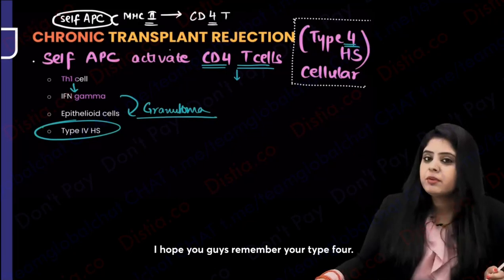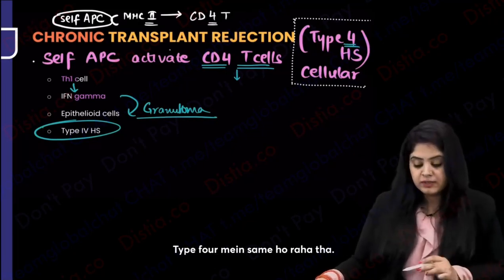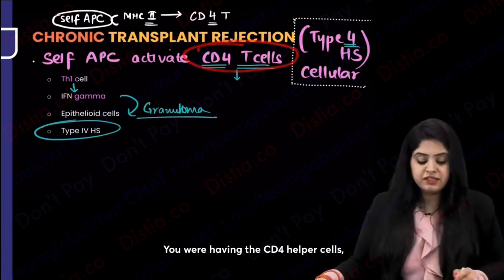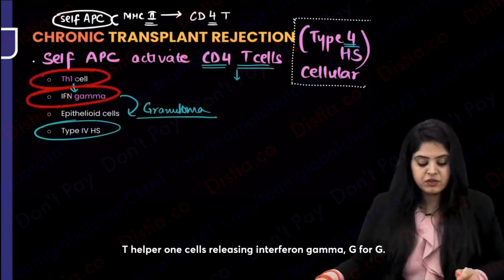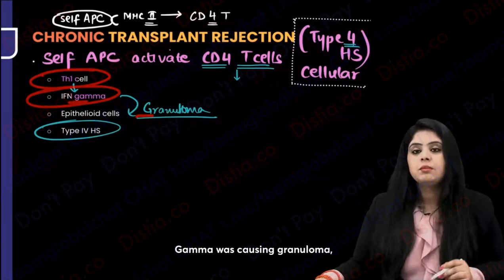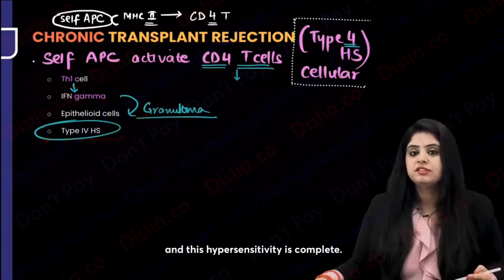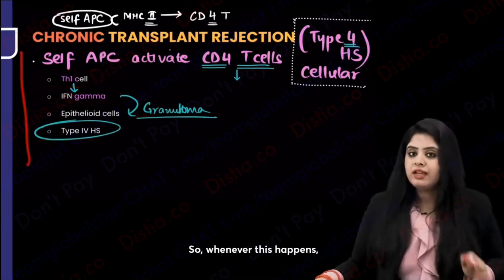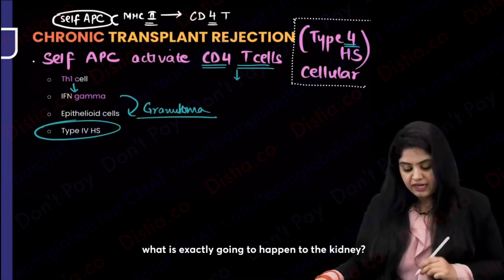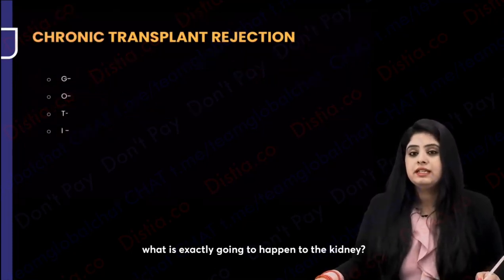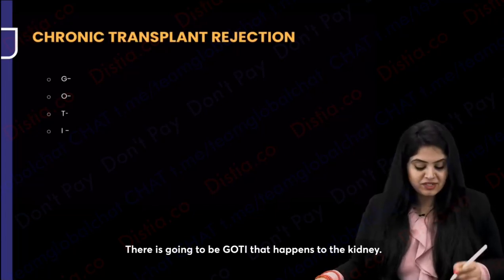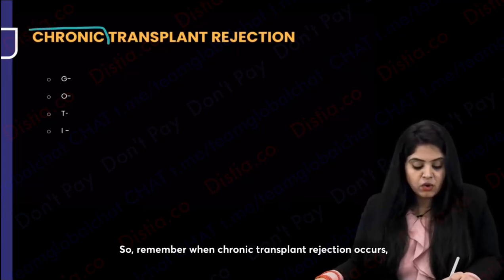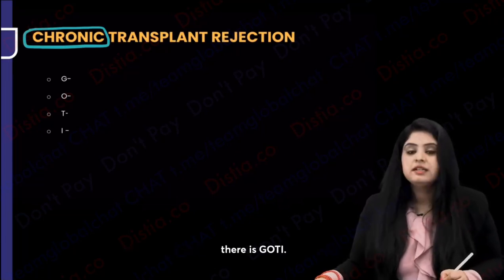I hope you guys remember your type 4. Type 4 mein same ho raha tha. You were having the CD4 helper cells, T helper 1 cells releasing interferon gamma, G for G. Gamma was causing granuloma, and this hypersensitivity is complete. So whenever this happens, what is exactly going to happen to the kidney? There is going to be GOTI that happens to the kidney. So remember, when chronic transplant rejection occurs, there is GOTI.